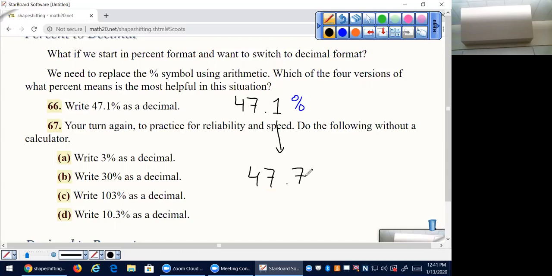I'm trying to go from percent format to decimal format. I want to replace the blue percent with one of the 4 things we just listed. So what's the easiest thing to do instead? Move the decimal. I could make it divide by 100, but that's not the easiest one. One of the options was 2 decimal point scoots, and that's really easy, so that's going to be the easiest one.